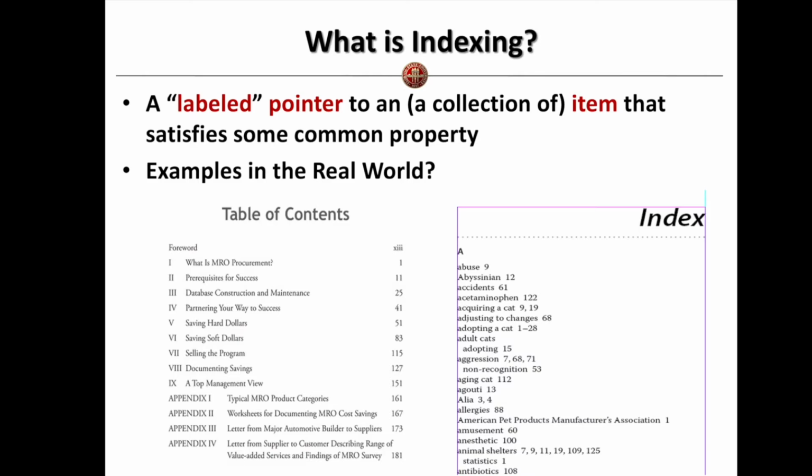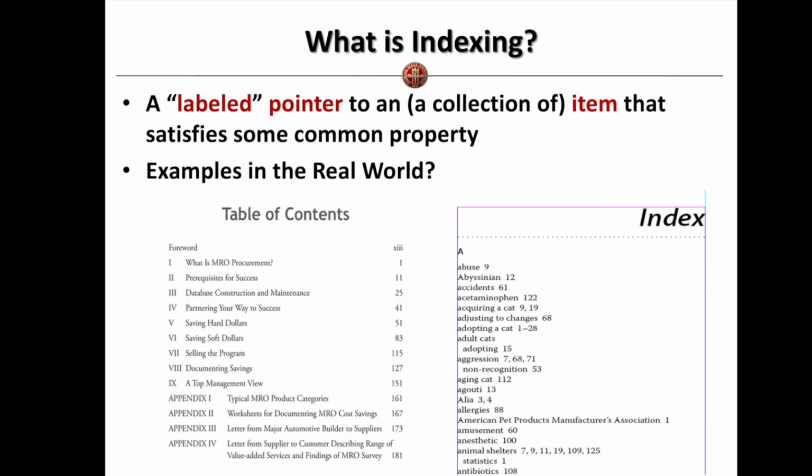Then what is the indexing? Indexing is a label pointer pointing to some items that satisfy some properties or some common properties. We see different indexing in the real world. Like if you open a textbook, we can find different indexing tables. At the front pages, we have a table of contents, this page, right? It provides the indexing actually.